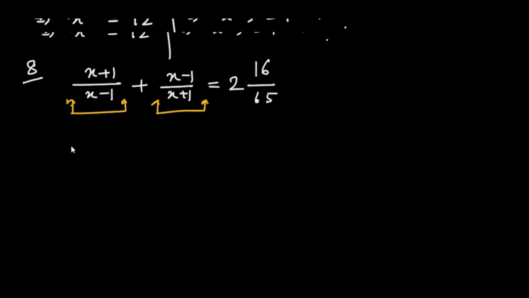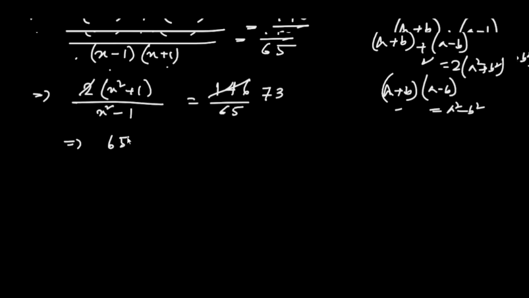Now, after this step, what do we do? We are going to simplify it a little bit. First work is to cancel by 2, it will become 73 by 65. So now from here, two things we can do. We can do cross multiplication, or we can do componendo-dividendo on this one. So I prefer to do cross multiplication, it will be easier. So 65x square plus 65 will become 73x square minus 73.